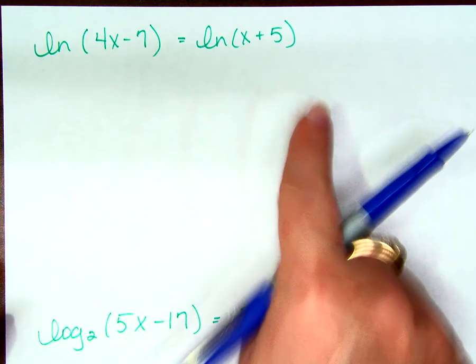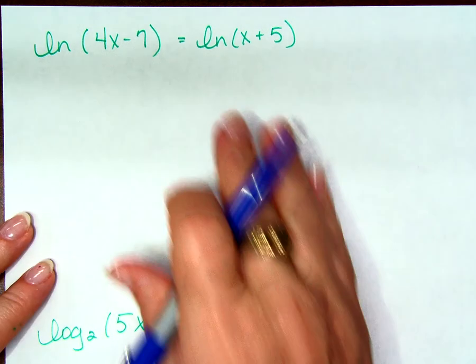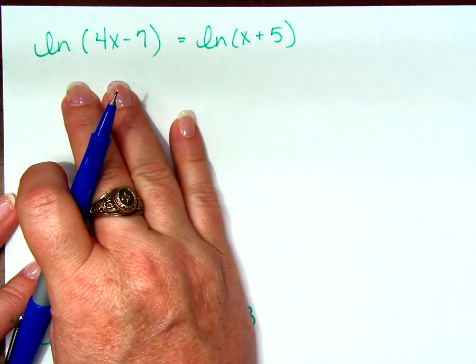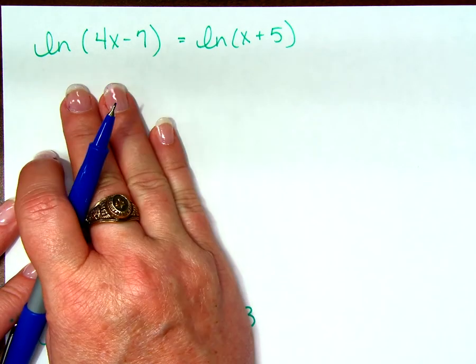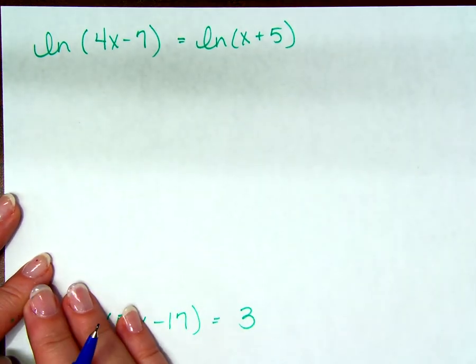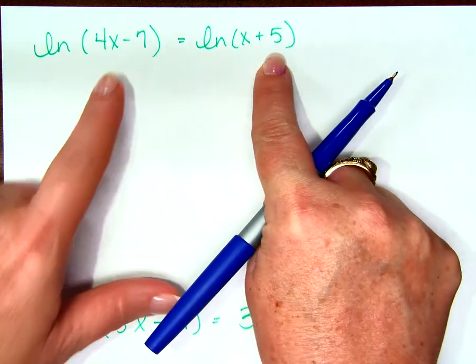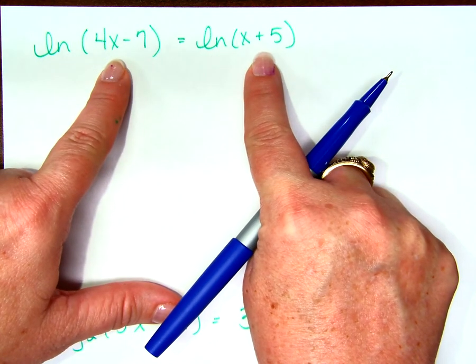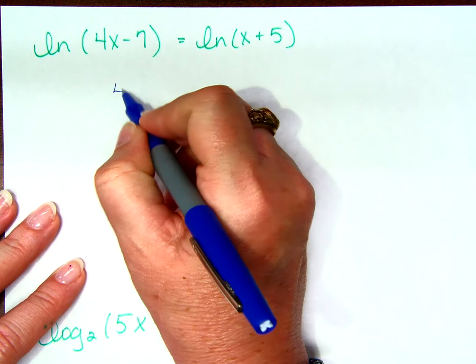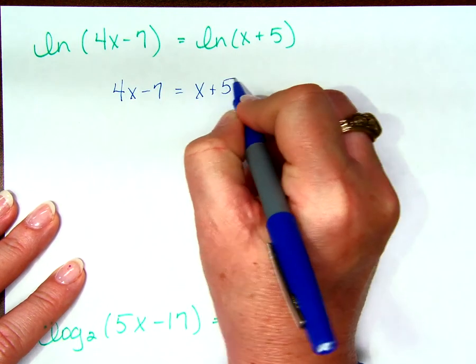A lot of times people think this one's really tough because it has 2 natural logs in it, one on each side. Now there is this really convoluted way you can do this problem by subtracting this from both sides and then condensing it and then putting in exponential form and then solving it from there. But that's really rather silly, because if the natural log of this equals the natural log of this, shouldn't these 2 things equal each other? We can go straight to 4x minus 7 equals x plus 5 and solve that.